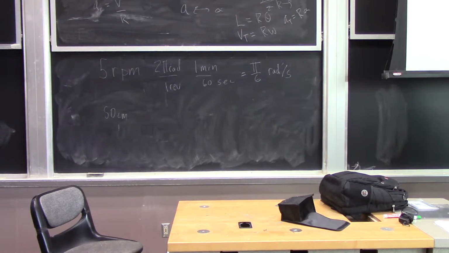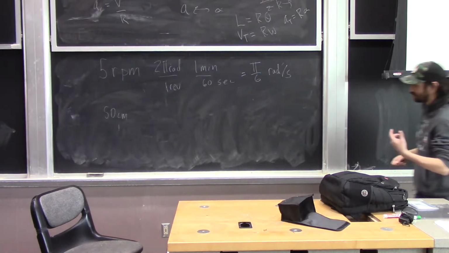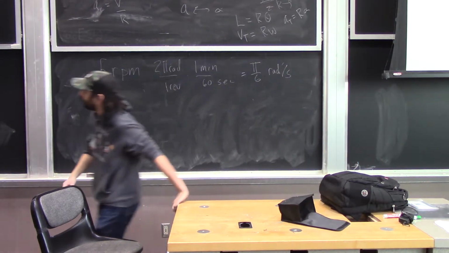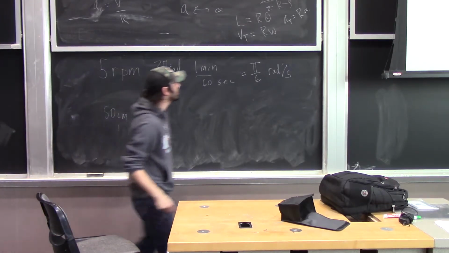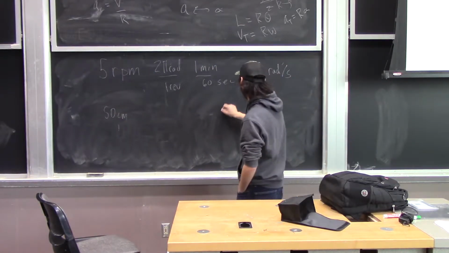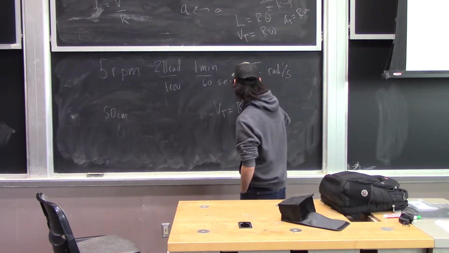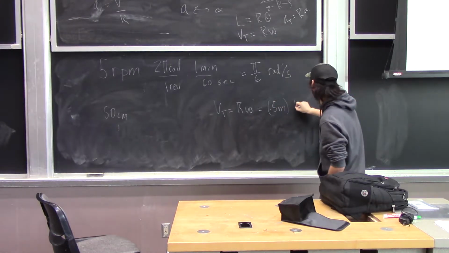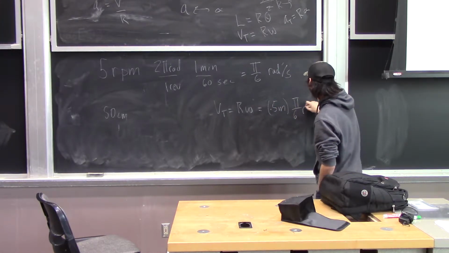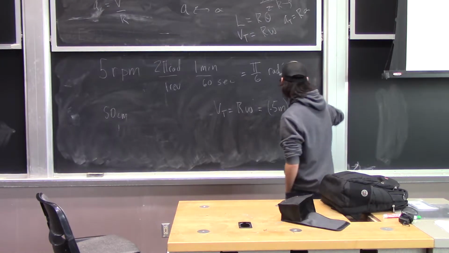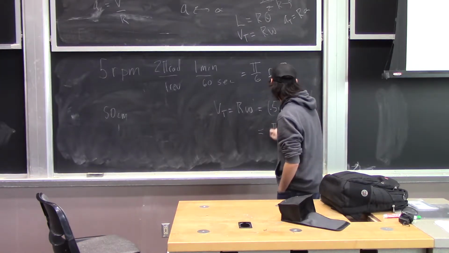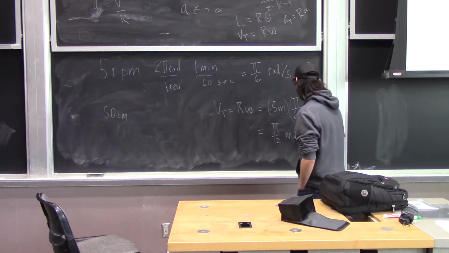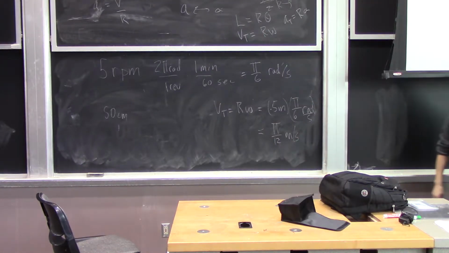And so then what we want to do is find what this is in terms of a linear speed. And so in order to do that, we want to say that Vt is equal to r omega, which is going to be equal to 0.5 meters times pi over 6 radians per second. And so this ends up giving us an answer of pi over 12 meters per second. Okay, any questions about this one? Okay, so moving on then.